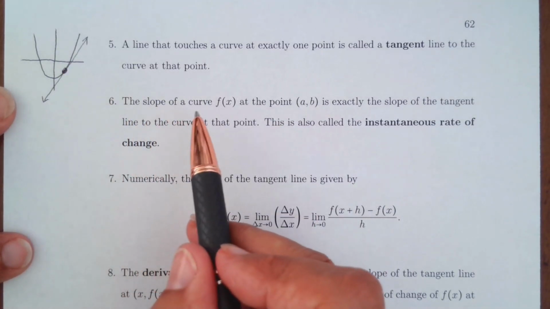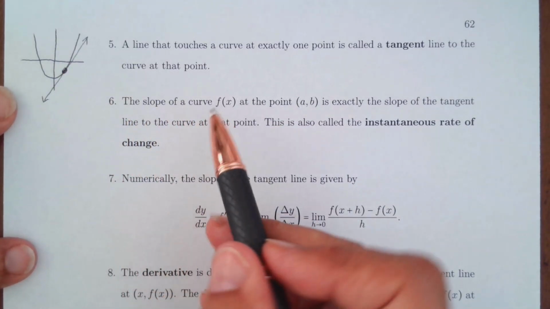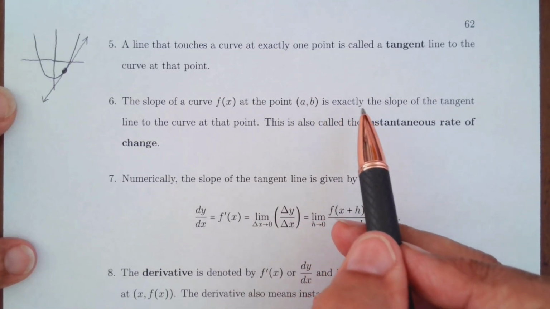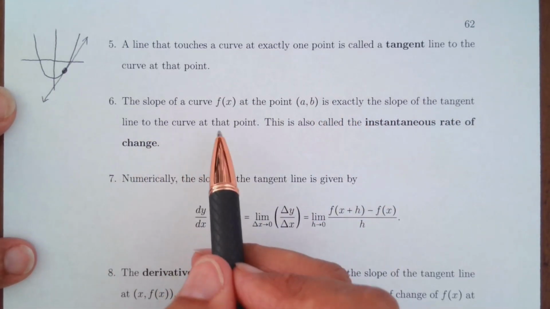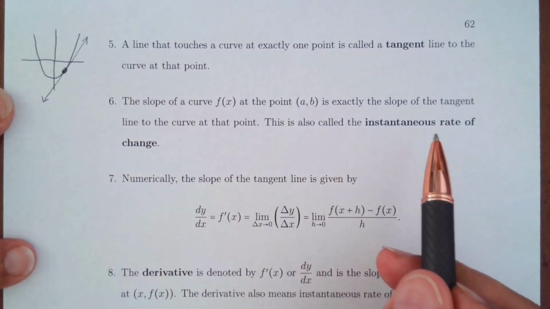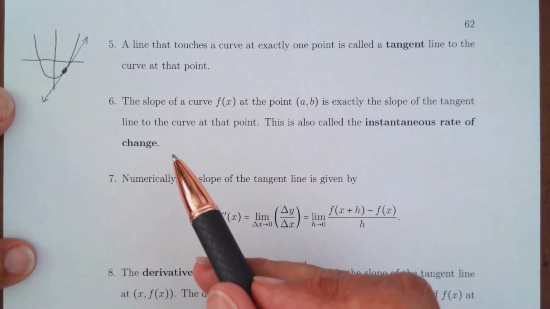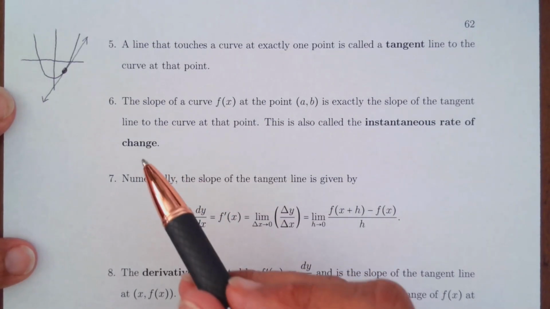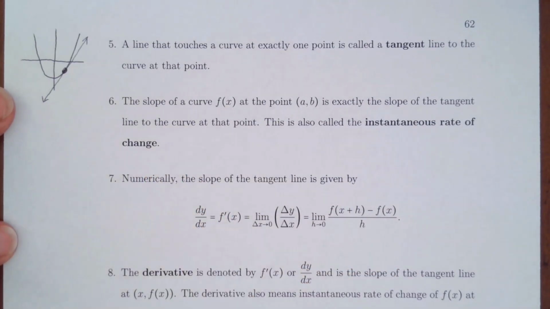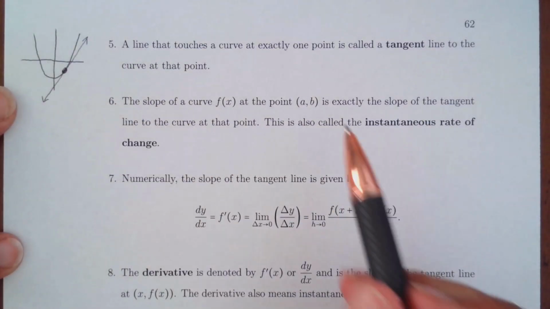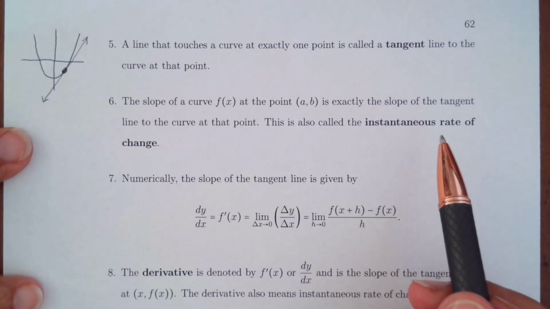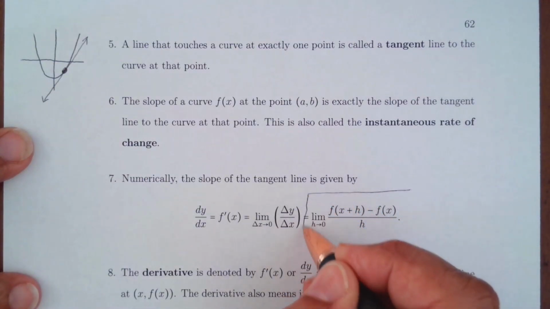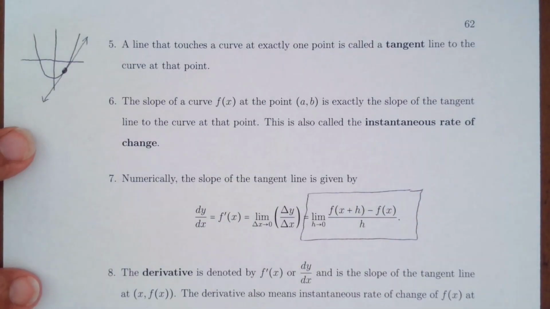So number 6 says the slope of a curve f of x at a point (a, b) is exactly the slope of the tangent line to the curve at that point. This is called an instantaneous rate of change. So please keep in mind today, and when you're doing your homework, if it asks you for the average rate of change, we've already done that. That's the slope formula, y2 minus y1 over x2 minus x1. But if they ask you for the instantaneous rate of change, this is what you have to do right now. This is all we're going to know how to do, is number 7.